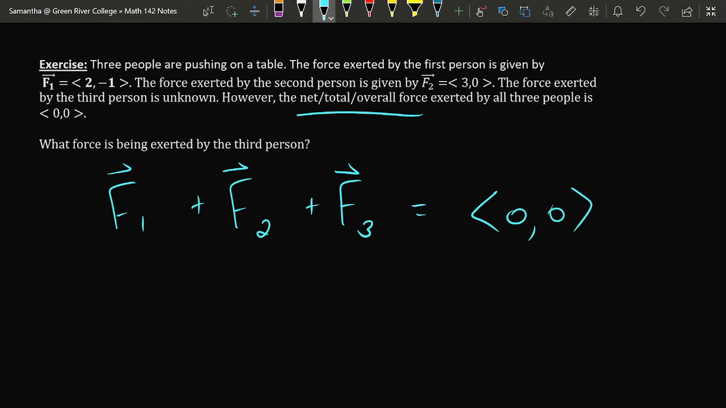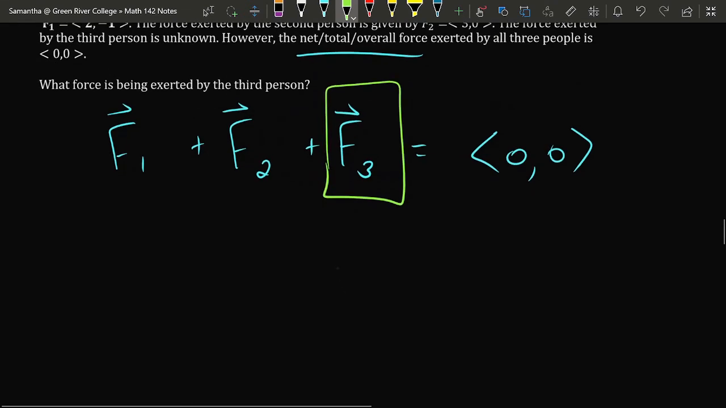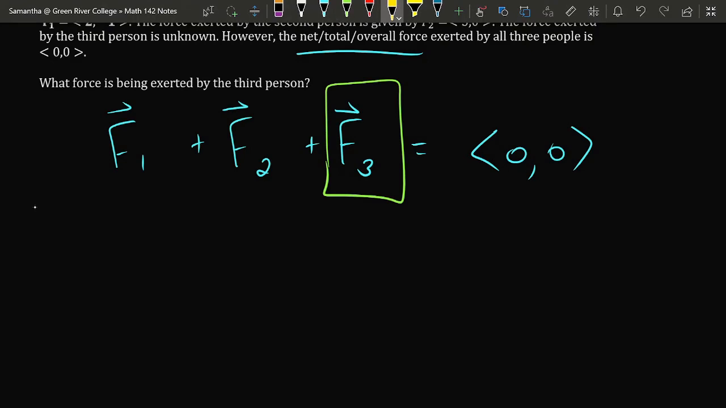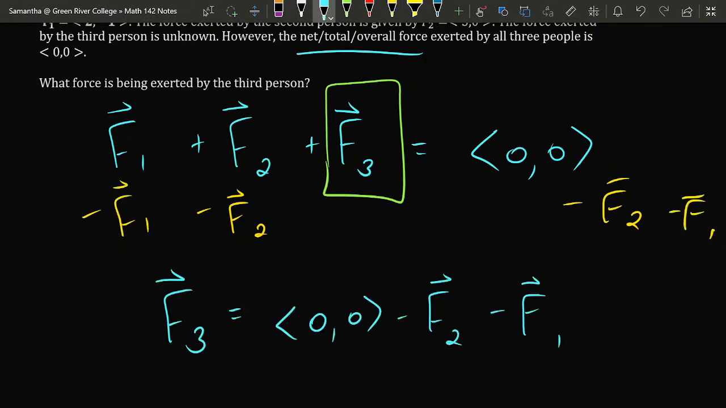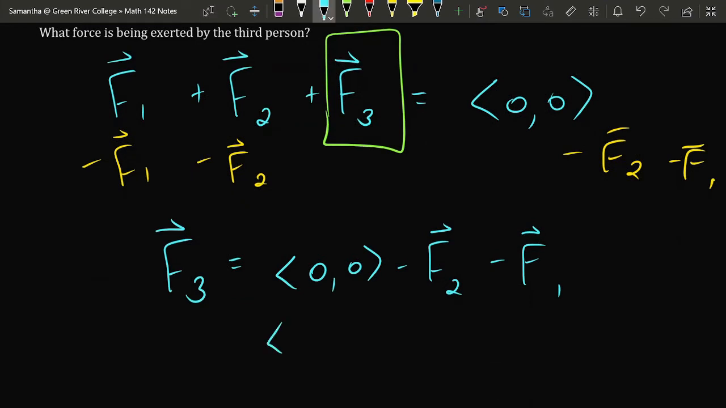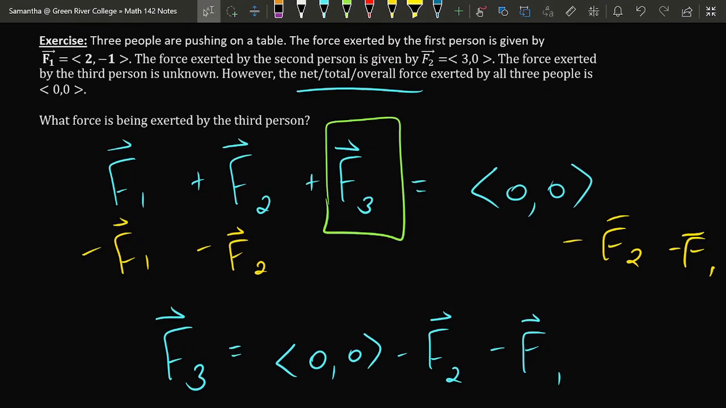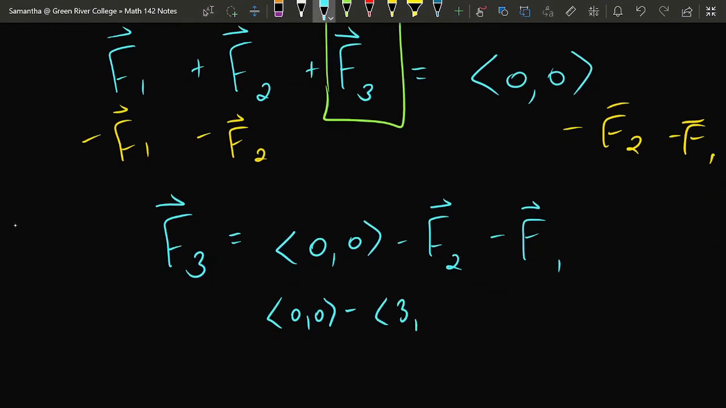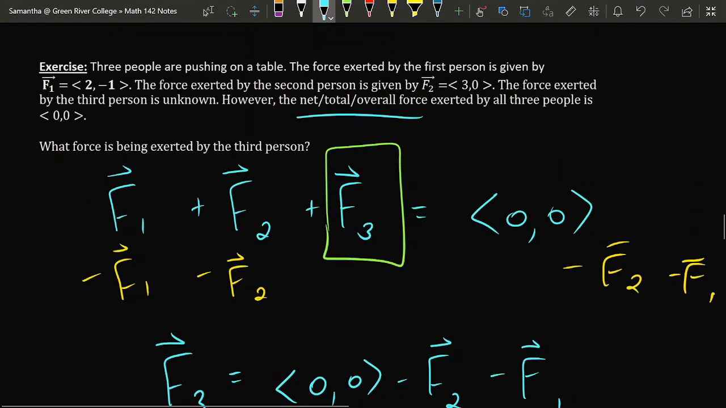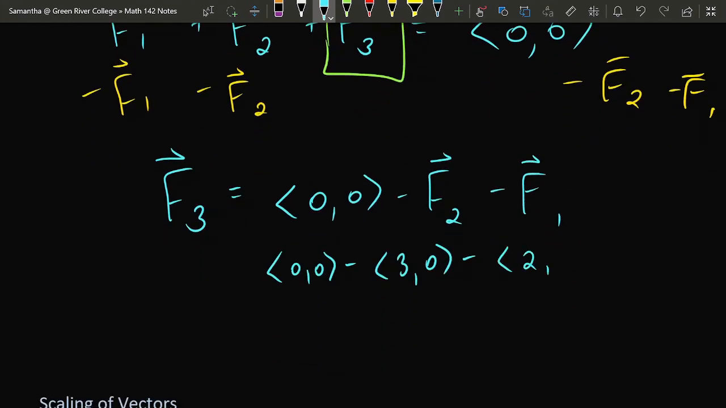So what I don't know in this expression is the third force. That's what I'm trying to find. And so to figure out the third force, I'm going to take 0, 0, and I'm going to subtract force number 2 from both sides, and I'm going to subtract force number 1 from both sides. So let's take the vector 0, 0, and subtract the vector f2, which was 3, 0, and subtract the vector f1, which was 2, negative 1.